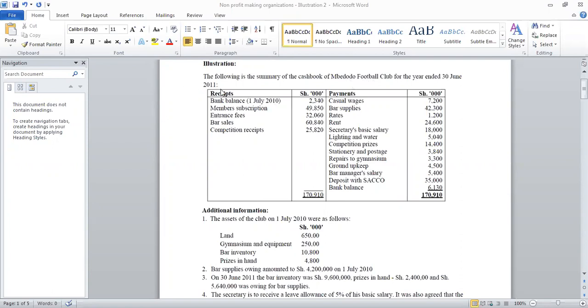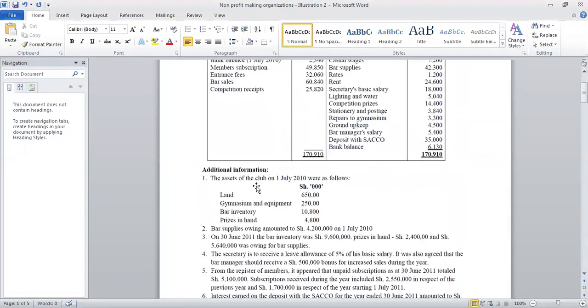June 2011. On the left-hand side, which is actually the debit side, we have all the receipts, meaning money coming in. And on the right-hand side, which is the credit side, we have all the payments, meaning money moving out of the business. Then we are given the additional information here. The assets of the club on 1st July 2010 was as follows. We have got all this.